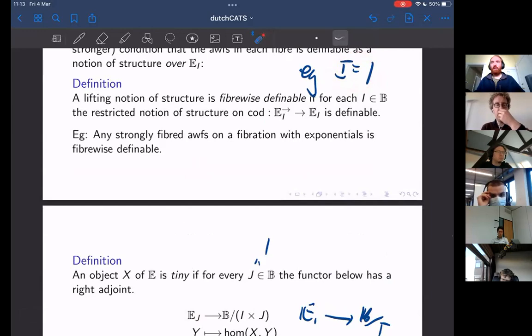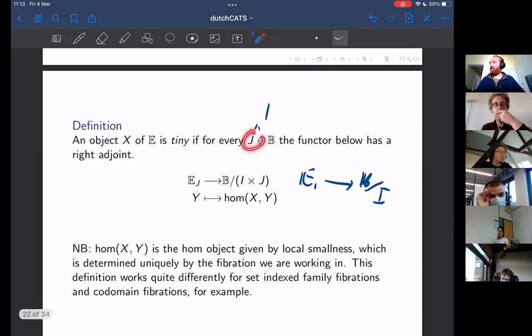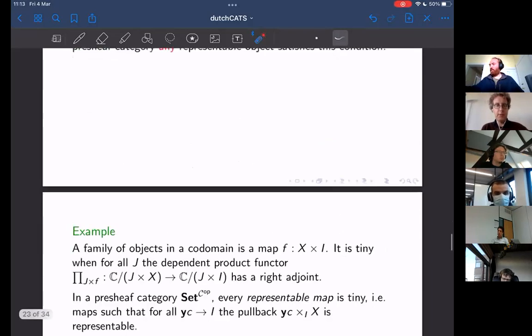Because that definitely is the case that we're interested in, because that's the original algebraic weak factorization system. So this is the one which is directly used in the models of type theory. And it turns out that in that case, we can just take the J here to be equal to 1 as well. But are you saying that this notion of fiberwise definability and this notion of tininess are in a way equivalent, or that they're linked? So they're linked, okay.